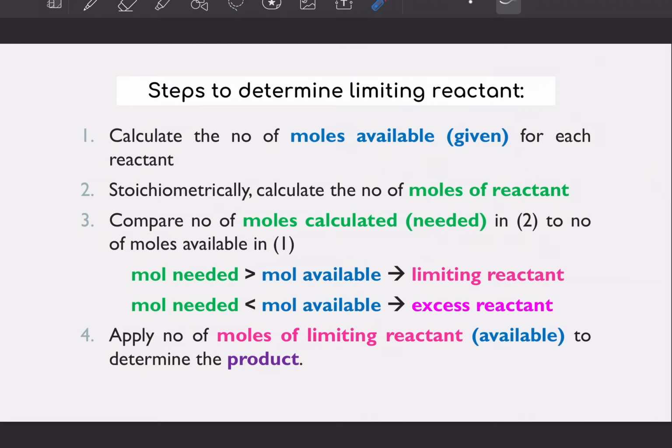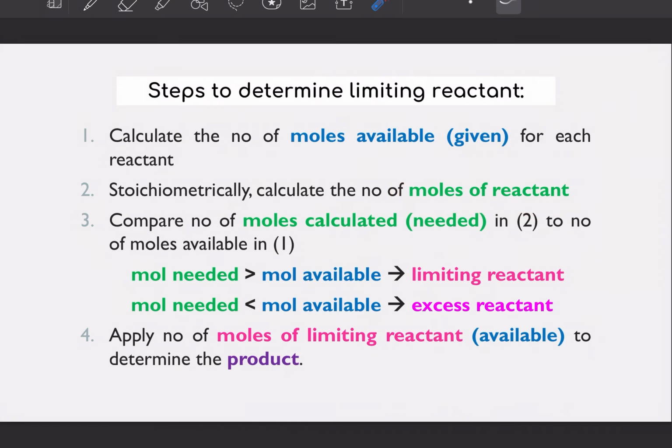And then the second step is stoichiometrically. So kita buat equivalent to, or react with, produce, whatever, calculate the number of moles of reactant. So yang ni yang kita compare tadi, the number of moles. Okay, so dari sini kita boleh tahu the moles of reactant, theoretically, or from the equation. Ini daripada balanced equation kan, sebab stoichiometry.